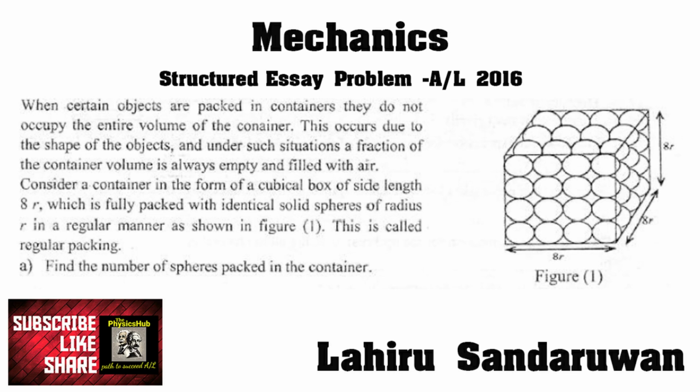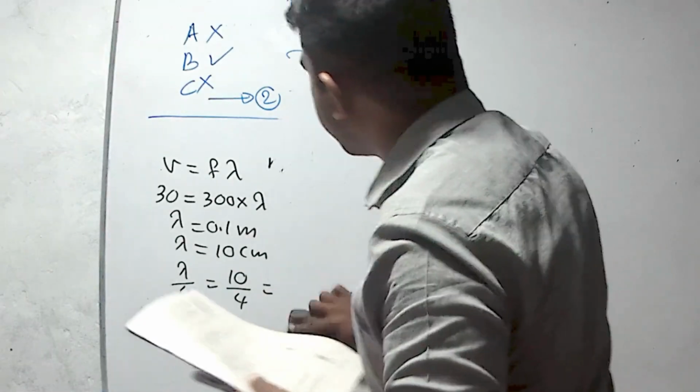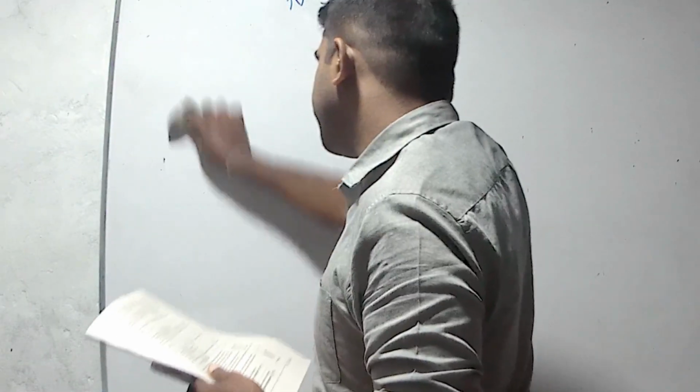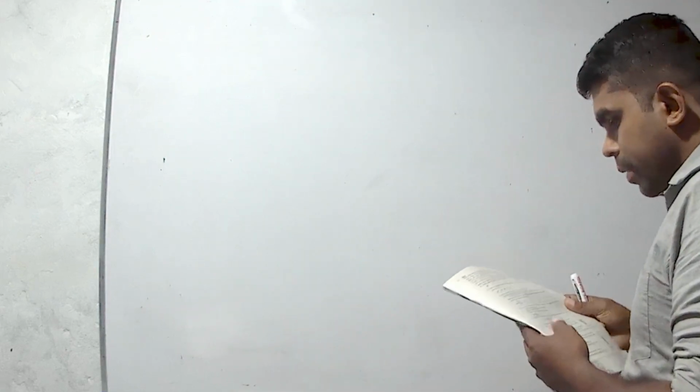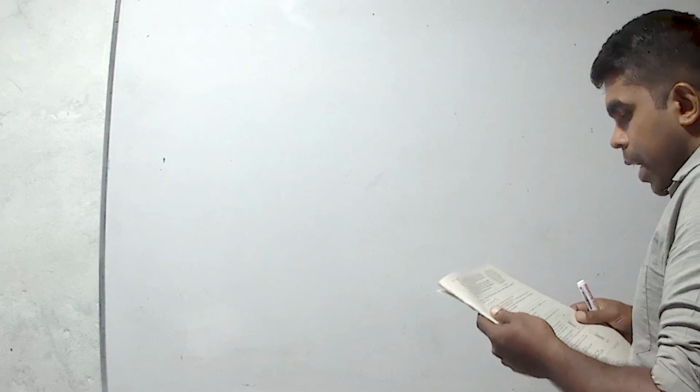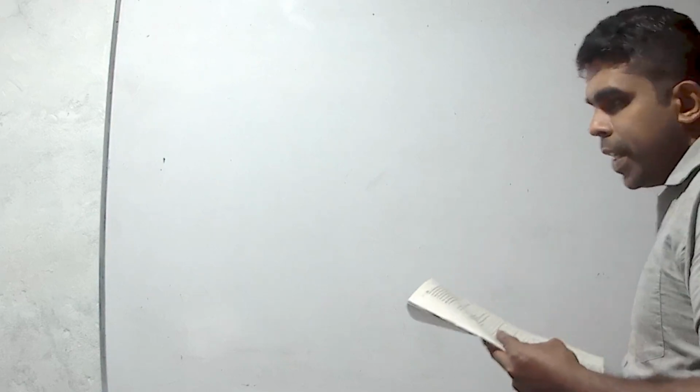Part A. Find the number of spheres packed in the container. Now, the length, breadth and height of the container are 8r, which is a cube, and the radius of a solid sphere is r.